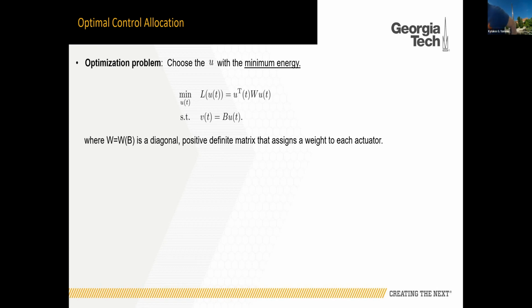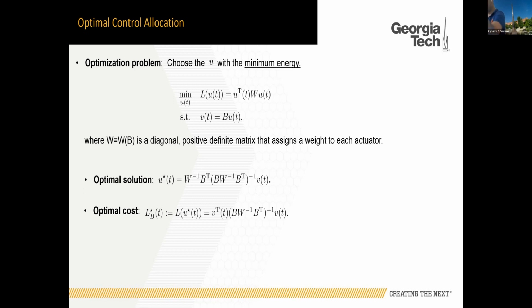I will define my performance cost as U transpose WU, and my constraint will be V equals BU. Of course, W is just a diagonal matrix that assigns a weight to each actuator. The optimal solution can be found pretty easily. This is an easy problem to solve, and I can also find the optimal cost. But I want to note something here: the optimal cost can be further optimized by choosing B. Remember, before, I chose B just to place my actuators.